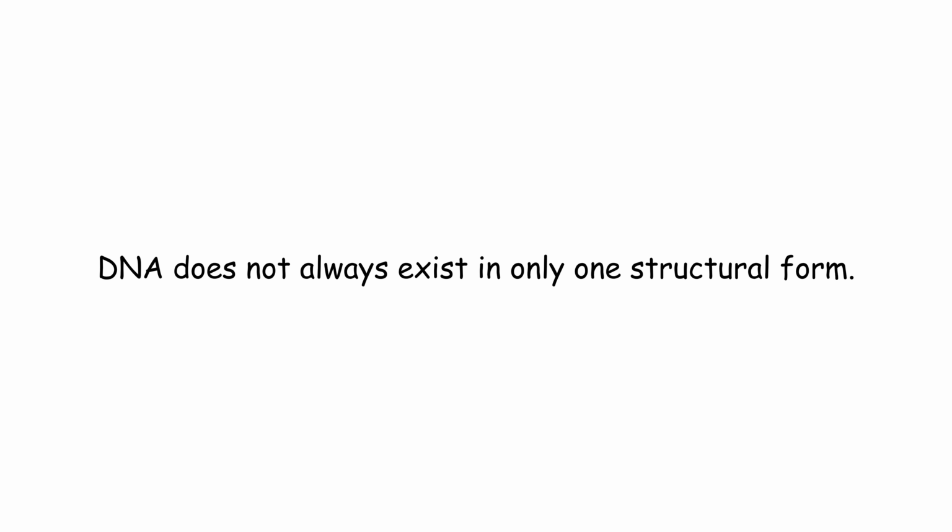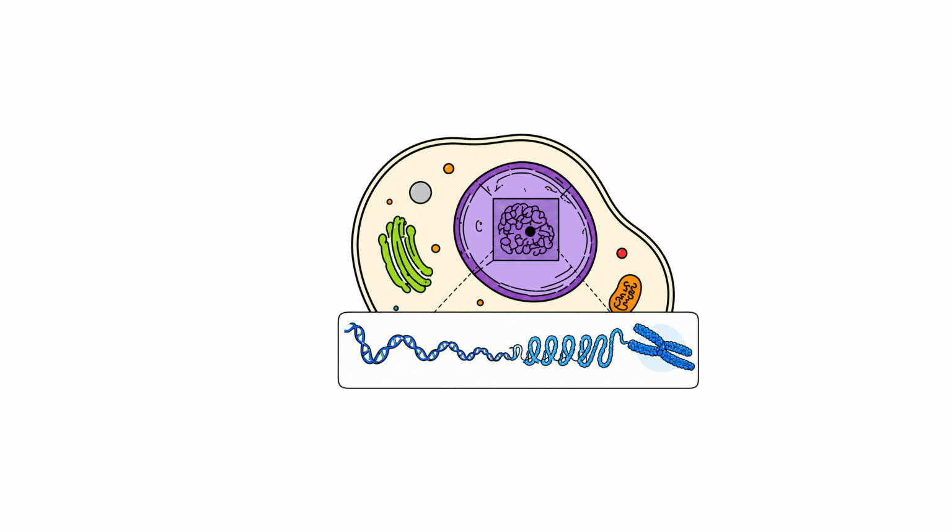DNA is usually shown as a double helix, but it does not always exist in only one structural form. In a eukaryotic cell, a very long DNA molecule is packed inside a very small nucleus. So DNA has to coil, bend, and adjust its structure depending on the condition around it.